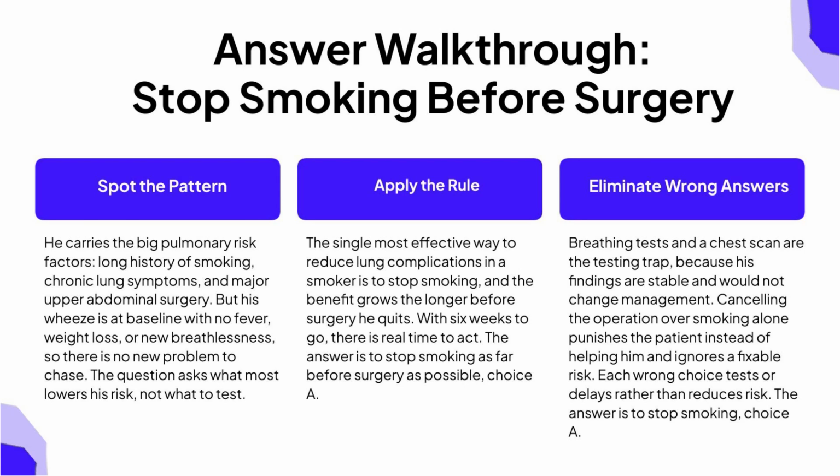Second, apply the rule. The single most effective thing a smoker can do to cut lung complications after surgery is to stop smoking, and the longer before the operation he quits, the greater the benefit. With 6 weeks until surgery, there is real time to make that count. Third, eliminate the wrong answers. Ordering breathing tests or a chest scan is the testing trap because his findings are stable and the results would not change what you do. Cancelling the operation simply because he smokes punishes him and ignores a risk you can actually reduce. The correct answer is choice A, stop smoking as far before surgery as possible.